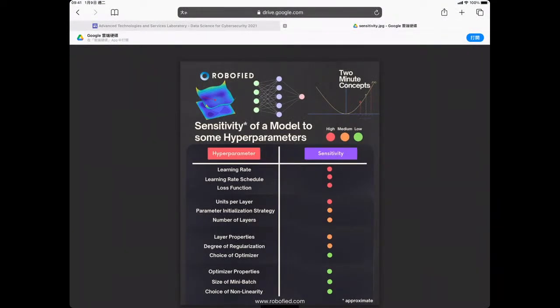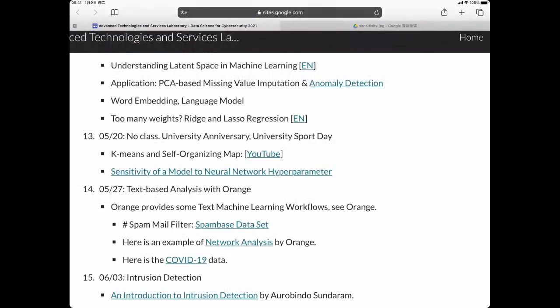This figure is for when you try to fine-tune your neural network. If your neural network does not perform well, try to modify it, from the learning rate, rate scheduling, loss function, and so on to the end of this list. I think that would be helpful. So that's what I'm talking about right here.